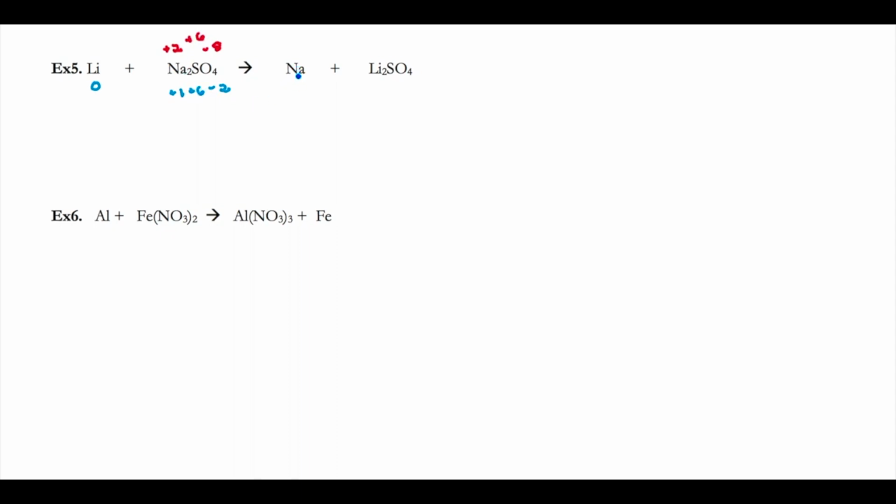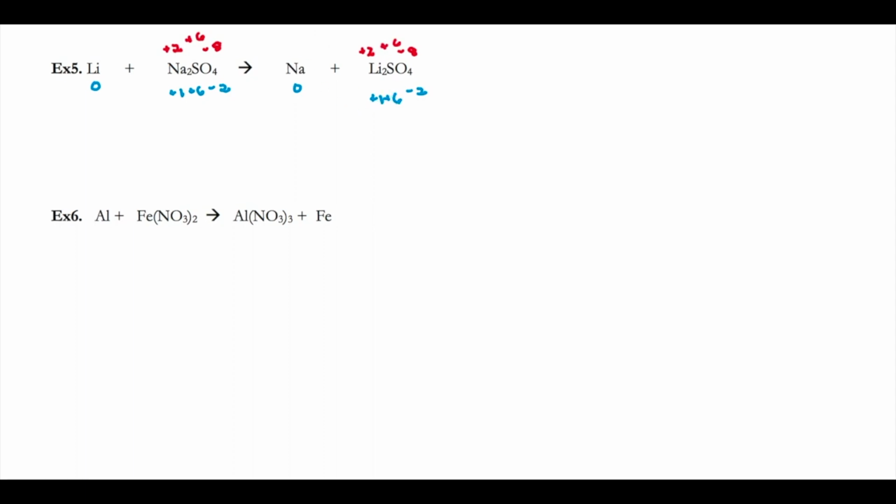Okay, I'm going to keep going. Sodium's by itself, no charge, so that's going to be 0. Here, oxygen again is -2, but I've got 4 of them, so -8. Lithium is +1, but since I have 2 of them, that's going to be +2. So sulfur has to be +6.